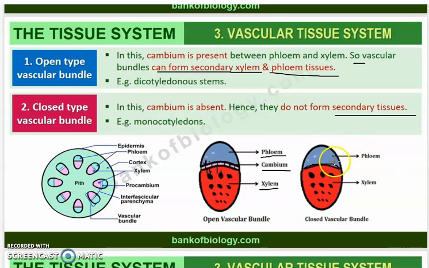And in the parts or plants where the cambium is absent, we can say that they do not form the secondary tissue. Okay, an example of plants which have a closed type vascular system is monocotyledons. So in the dicotyledonous stem, we can find the open type vascular bundle, and in monocotyledons, we see the closed type vascular bundle. Clear with that? Okay, now let us move on to the next part.